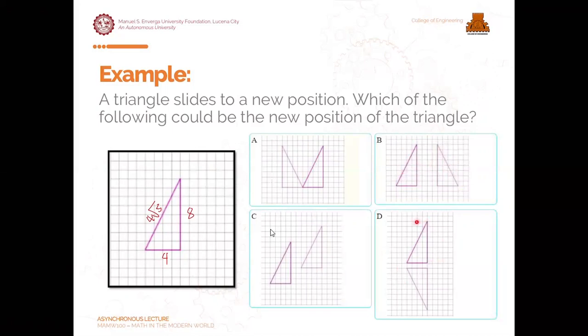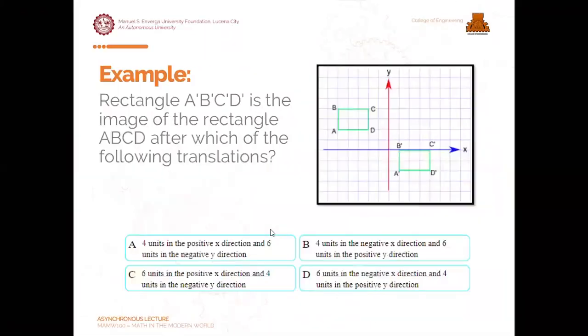Yung D, same, incorrect na din. So the only answer we have is C, which is the same orientation. Nangyari lang sa kanya, nag-move siya diagonally. Okay? So therefore, for this particular example, our answer is C. Okay? Next. So we have here a rectangle.